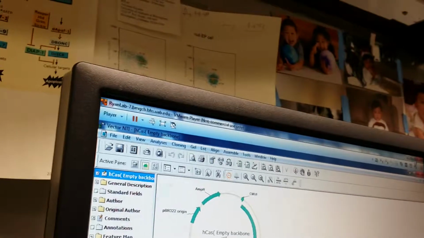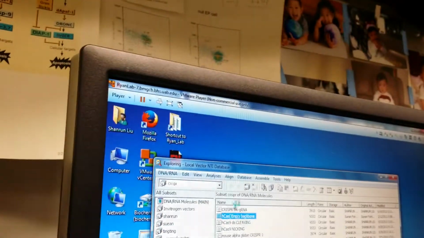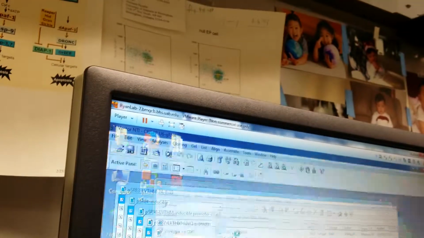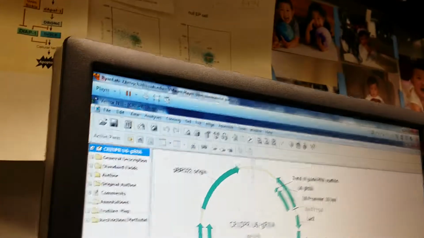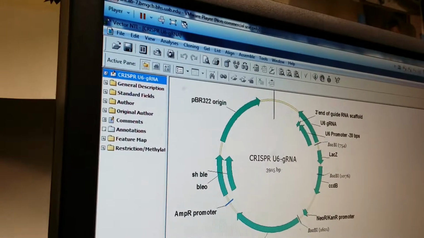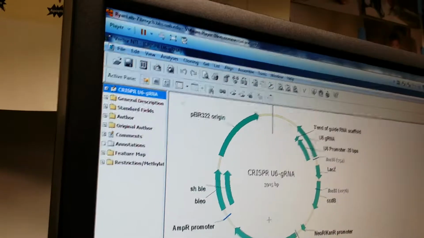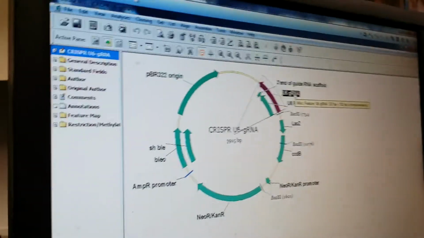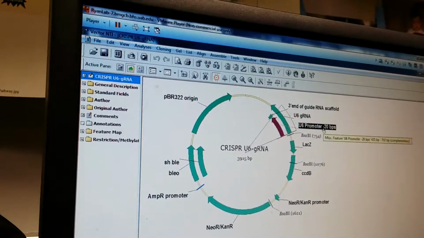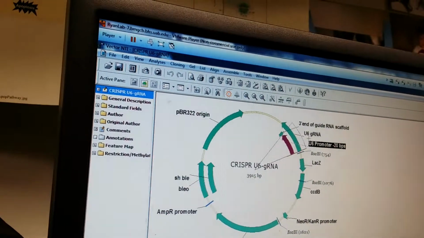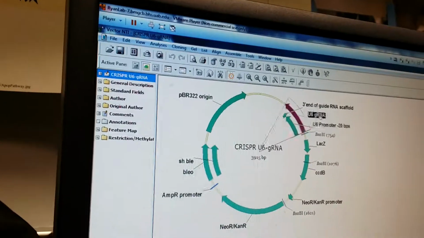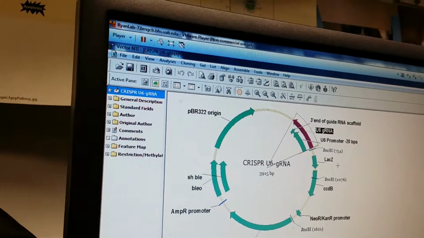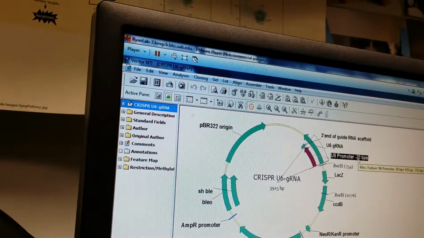That's a Cas9. Then you need a guide RNA for CRISPR. How do you do that? Okay. CRISPR uses guide RNA. You can buy this from Addgene, and then you can insert. This is the scaffold, so you can insert. This is U6 guide RNA. Where's the promoter? Oh, this is the promoter.